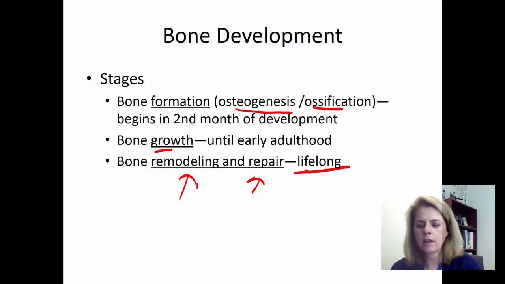Also remodeling. If you wear a brace, so maybe you've got some curvature in your spine or maybe braces, you're remodeling your bone. So your bones are going to do this all your life. You form your bone, you grow your bones, and then you keep them healthy by remodeling and repairing them.